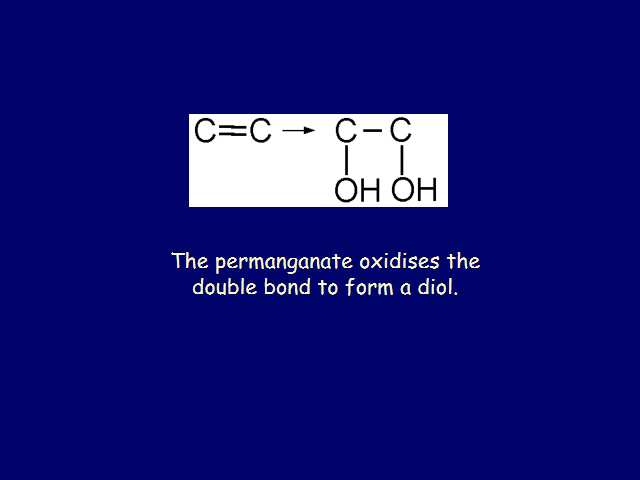What has happened is that for the alkene, the permanganate has oxidized the double bond to form a diol. Essentially this double bond has been broken and you form this diol here, which is two alcohol functionalities, and now a single bond has formed instead of the double bond. So that's essentially how you differentiate between an alkane and an alkene, either using bromine water or permanganate.